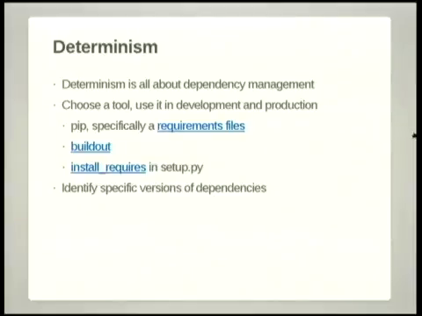And an example of this is if you just say that you want simple JSON because you want JSON support for your application, well, that's great. But then last month, a new version of simple JSON was released that broke backwards compatibility. So if you had just said simple JSON, next time you go to deploy this application, you're getting the newest version, which unbeknownst to you, actually breaks your app.